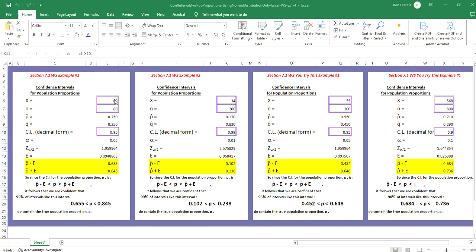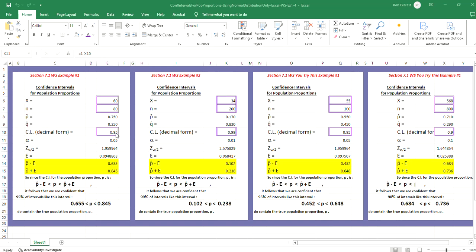I'm trying to remember what example this dealt with exactly. I think it was the proportion of people that used mobile boarding passes on the worksheet that we went over from section 7.1. And out of 80 people, 60 people said that they used mobile boarding passes. And that's 75% of the people boarding the plane. And that means the complement is 25%, which is the number of people who did not.